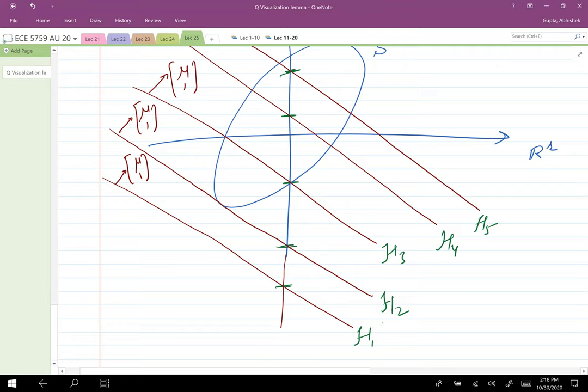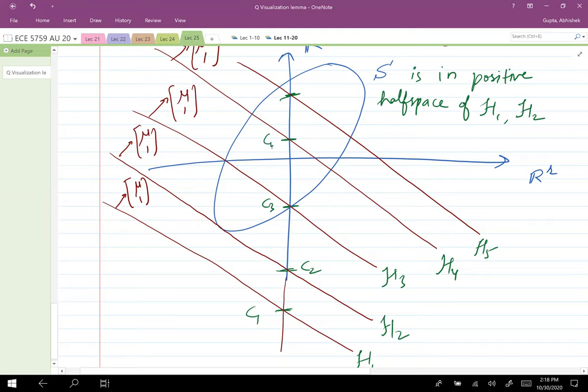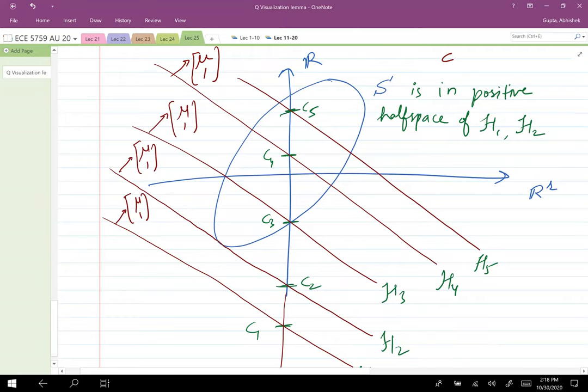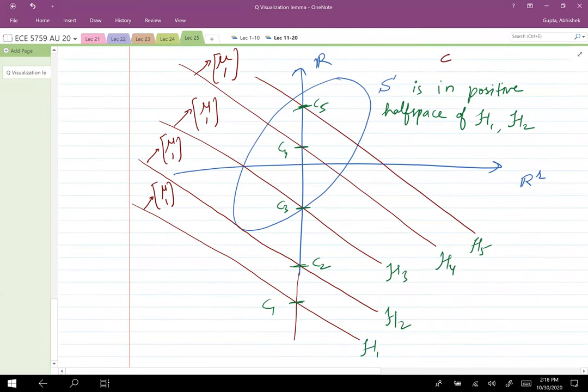So I see that for hyperplanes H1 and H2, the set S is in the positive half space of H1 and H2. And let me give it the corresponding intercepts C1, C2, C3, C4, C5. Okay, so look at the figure.